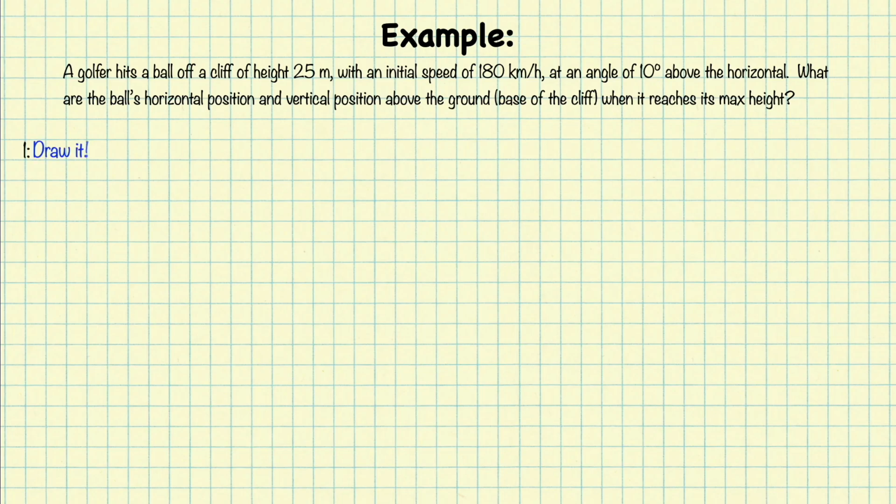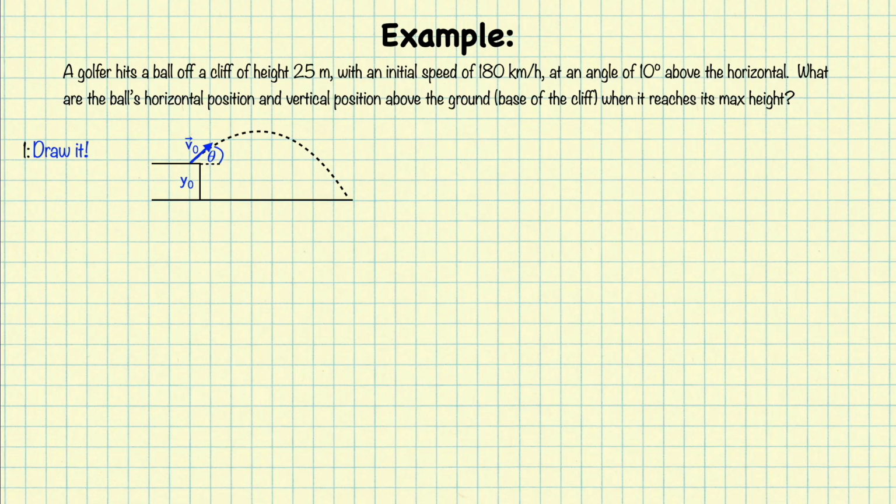Step 1, draw it. This will help you visualize what's going on, allowing you to get some sort of idea of what type of answer you're expecting, and when you get to the end, you can check to see if your answer makes sense. So for this problem, we have the ground and a cliff of height, which I'm going to call y0, above the ground. The golfer hits a ball off this cliff with an initial velocity of v0 in a direction at an angle theta above the horizontal. The ball is going to trace out a parabolic path until it hits the ground. Theta, by the way, in principle could be negative, which means you'd be hitting the ball downwards instead of upwards.